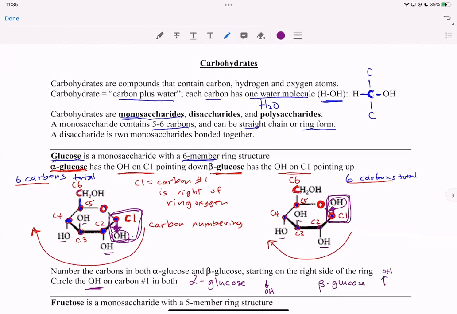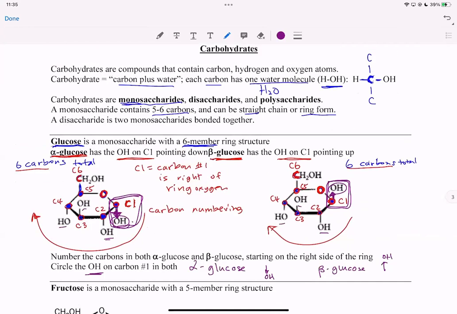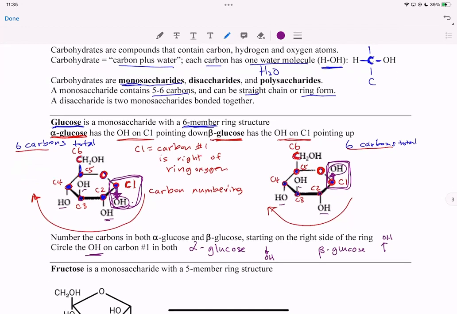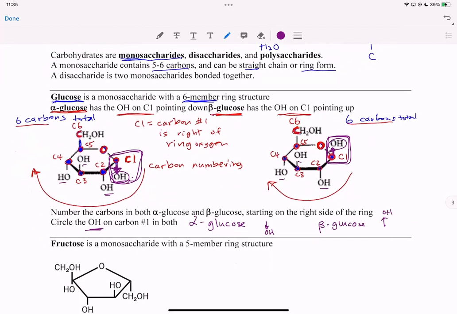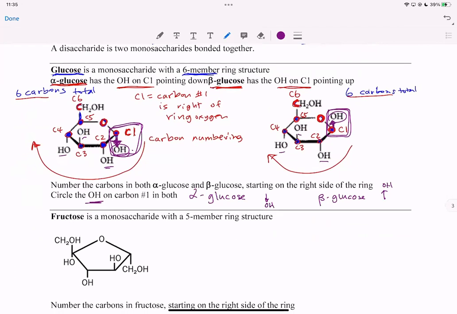Okay, and so you might be thinking, oh, why does this matter? Because it makes the difference in humans' ability to digest these bonds when you put these monosaccharides together. Okay, so remember the difference between alpha glucose and beta glucose, or refer back to this. Let's take a look at the fructose.